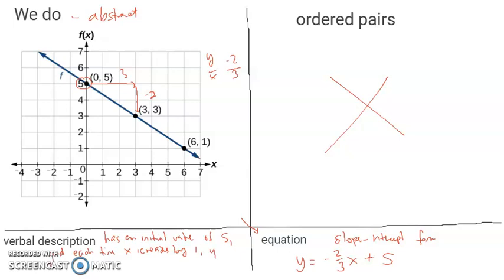Y decreases by 2/3. And you notice I don't have to say negative 2/3 because I said decreases. That kind of covers my negative. So again, you could also say each time x increases by 3, y decreases by 2. That would also be fine, either one. I just kind of use the slope that I see in the equation.